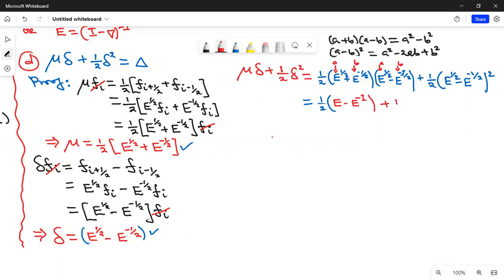Plus another 1 over 2. Now this is again a minus b and you square it. What should it give us? It should give us a squared, which is e, minus 2ab, 2 times e raised to negative 1 over 2, I mean, then plus b squared, that is e raised to negative 1.